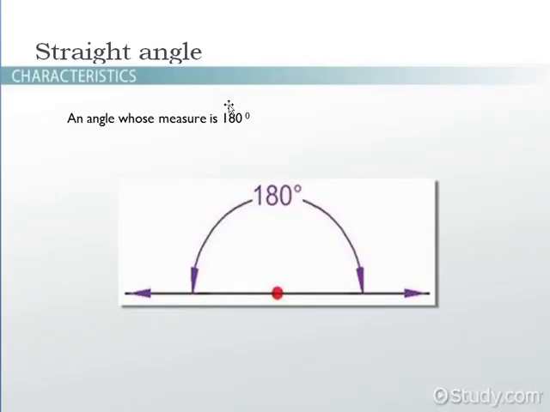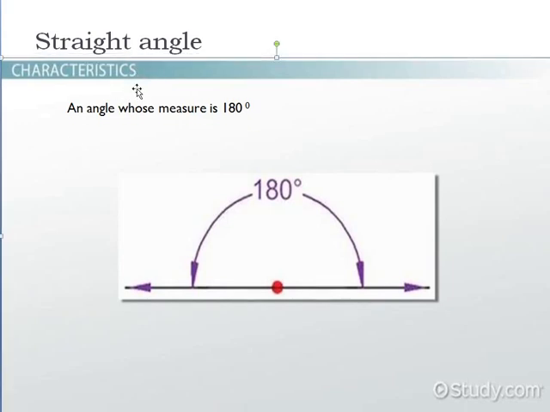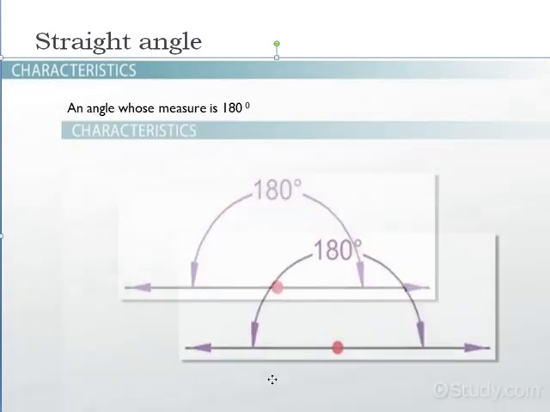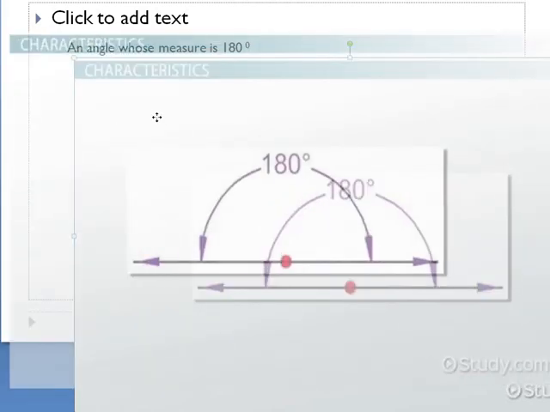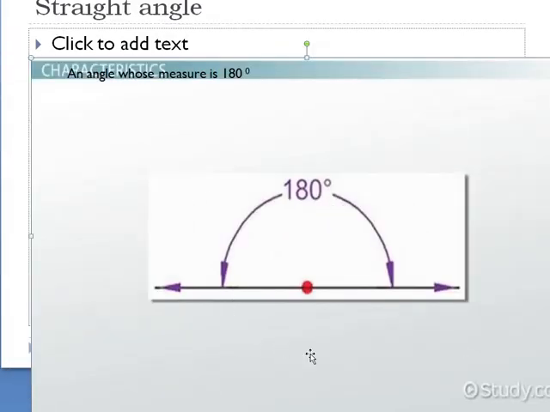Now we'll go for the straight angle. An angle whose measure is 180 degrees is called a straight angle. You see a straight line, then this complete angle will be 180, and downwards also it will be 180. So 180 plus 180 is 360. One complete revolution is 360, that's why we call it that.